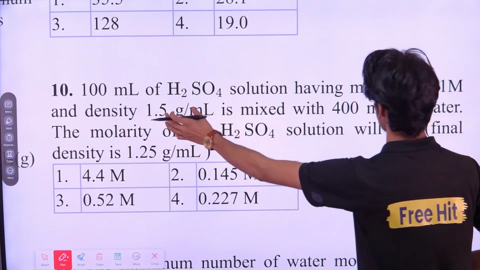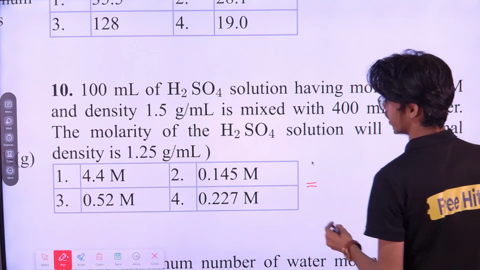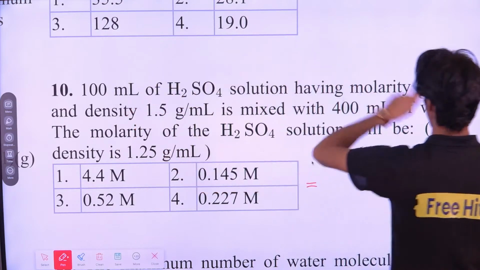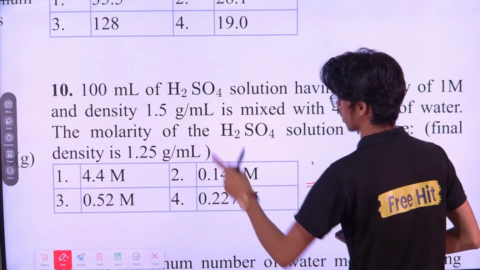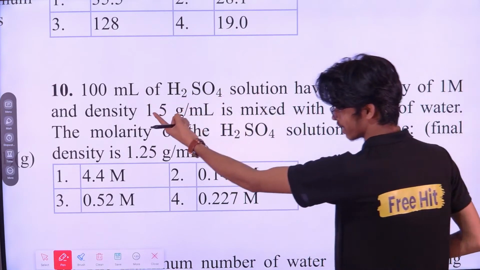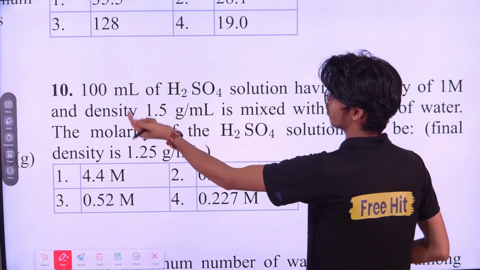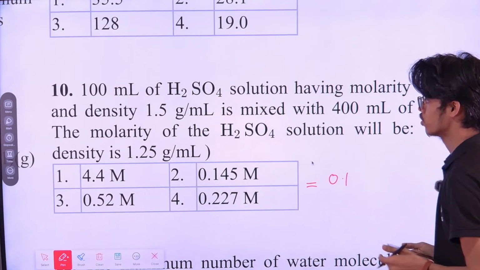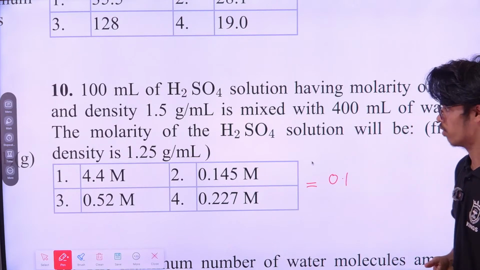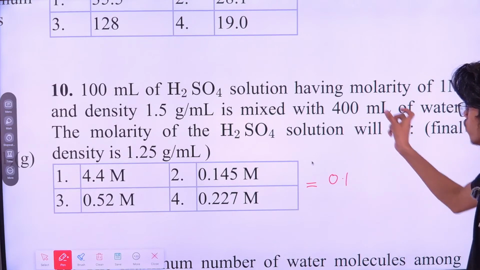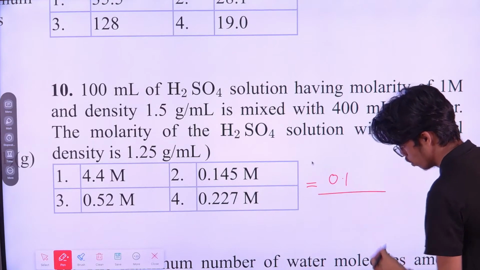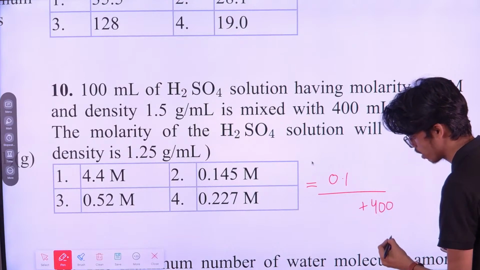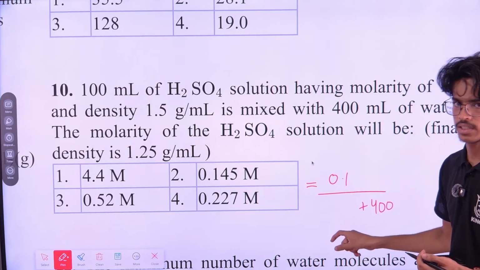So 100 milliliter into 1 molarity, volume into molarity is equal to the number of moles. So that is 100 into 1 and that is in milliliter. So you convert into liters, that is 0.1 into 1, that is 0.1 moles. So 0.1 moles of H2SO4 is there in the solution. Now we have added 400 milliliter. Initially we had some volume and we added 400 milliliter. Make sure to convert this into liters, don't forget this.